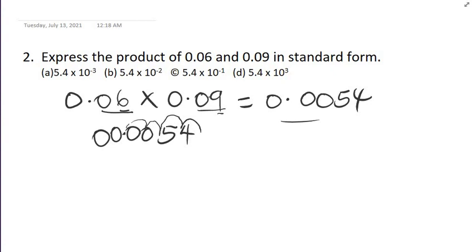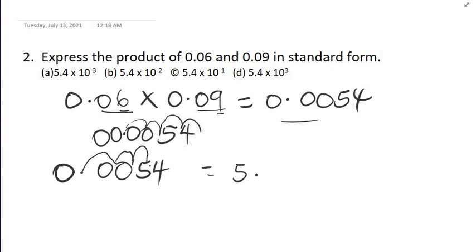But the question says we should express the product in standard form. To express this in standard form, I'm going to write it out again. 0.0054. From the decimal, I'm going to count till I get to the first digit. So I'm going to count 1, 2, 3. Now my decimal has gotten to the first digit. So I'll have 5 point 4. You can see where I moved the decimal to, 5.4.